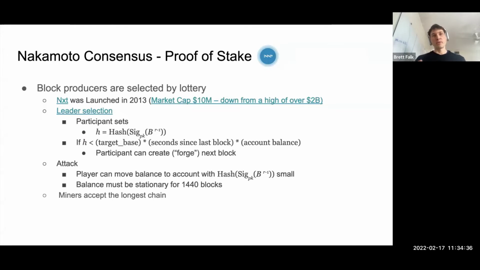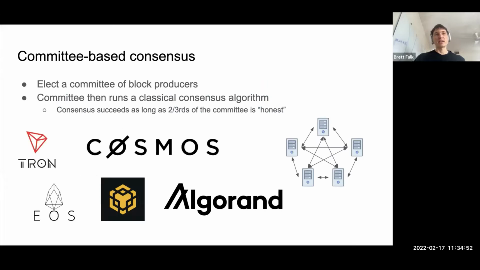In these cases, proof of work and proof of stake are Sybil resistance mechanisms for this lottery. But there are a lot of alternative consensus mechanisms that can still use proof of work or proof of stake, but have a different kind of consensus. We're going to be focusing here on this type of committee-based consensus. Instead of electing a single block producer who produces the block, and then choosing a chain based on the longest or heaviest chain rule, like it's done in Nakamoto consensus in Ethereum and Bitcoin, you can elect a committee of block producers, and this committee can then run a classical consensus algorithm.